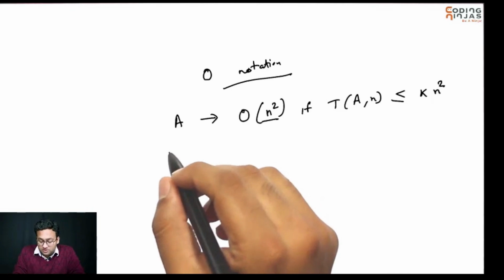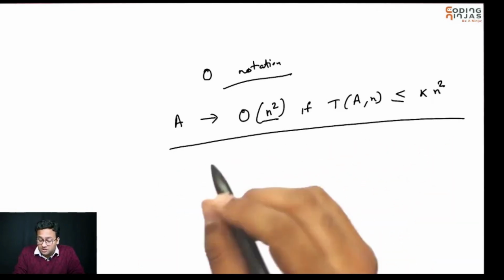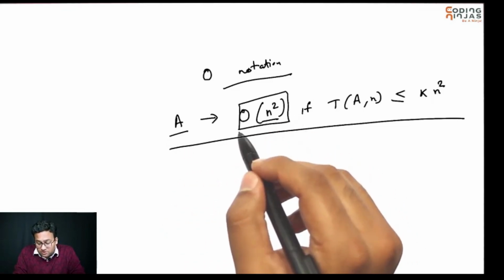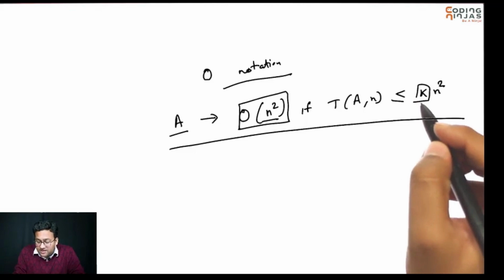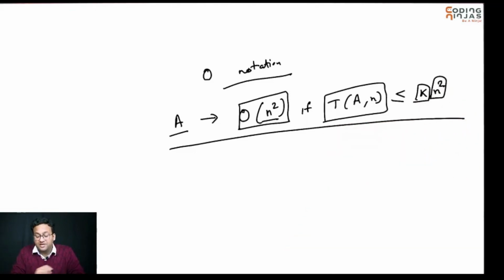So let me repeat this. Don't get confused by this. An algorithm A is called big O of n square if some constant k multiplied with this n square is an upper bound on the time taken by the algorithm.